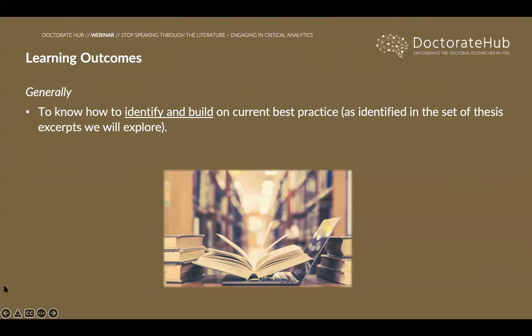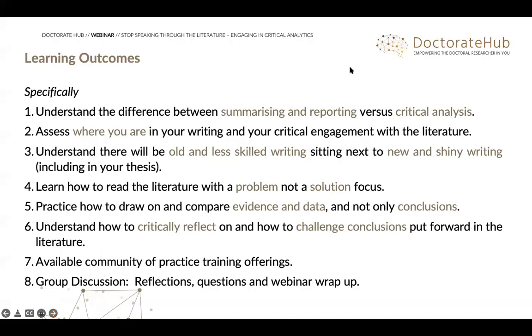as identified in the set of excerpts that we will go through, and more specifically for you to understand the difference between summarizing and reporting versus engaging in critical analysis, to assess where you are in your writing and your critical engagement with the literature, which is something you can, as a matter of fact, check very objectively for yourself. Thirdly, to understand that there will be old and less skilled writing sitting next to new and shiny writing, including in your very own thesis.